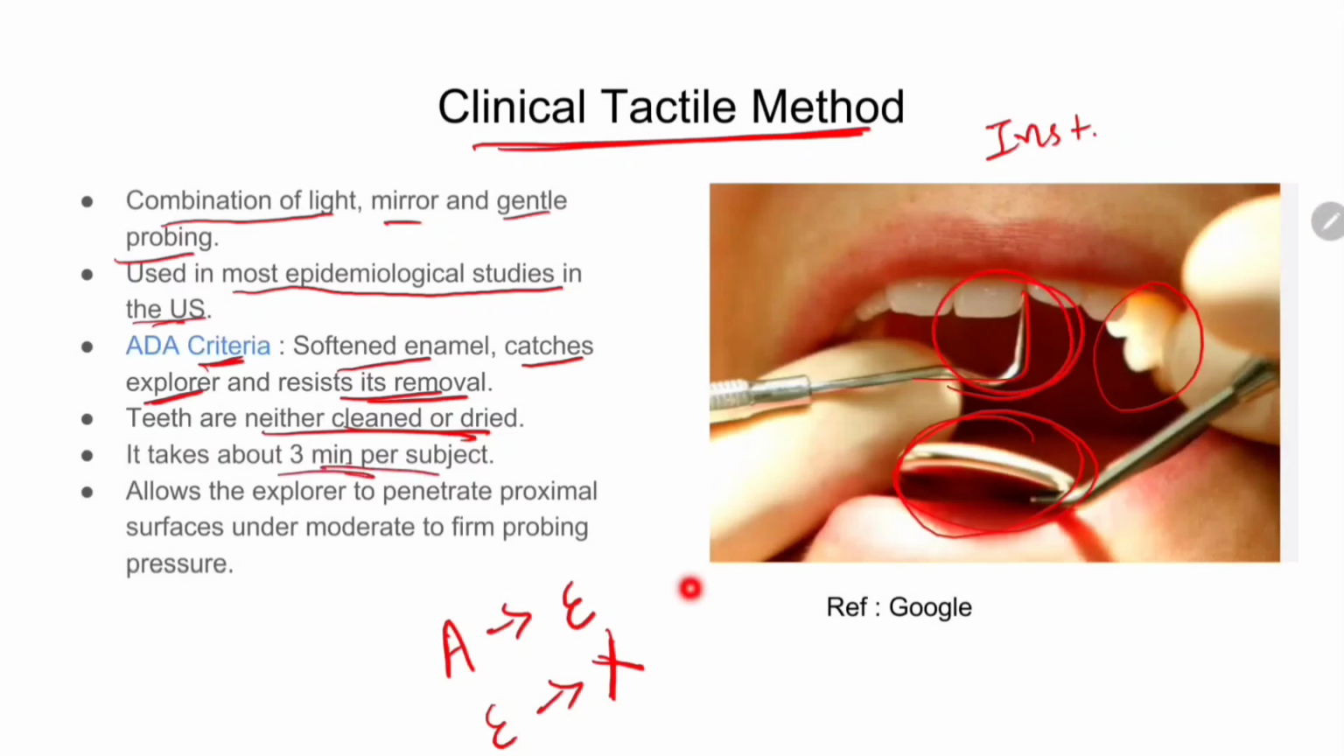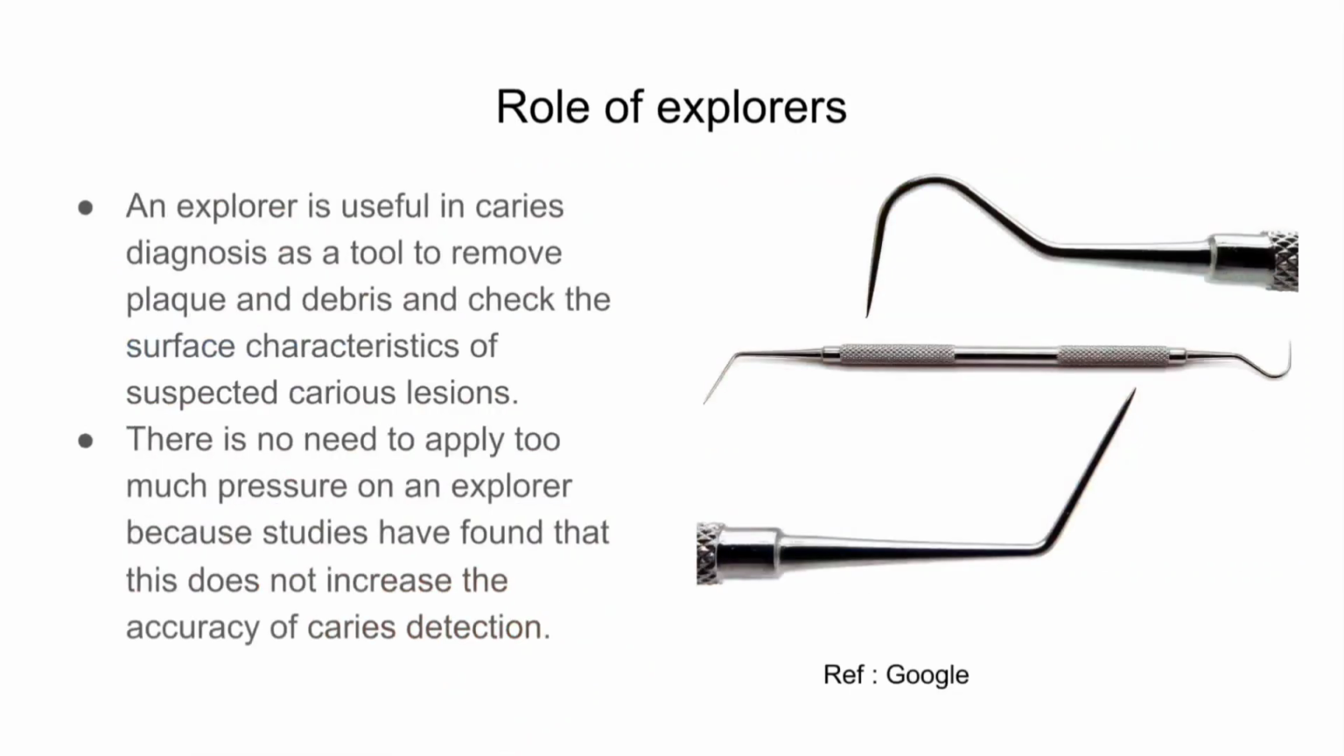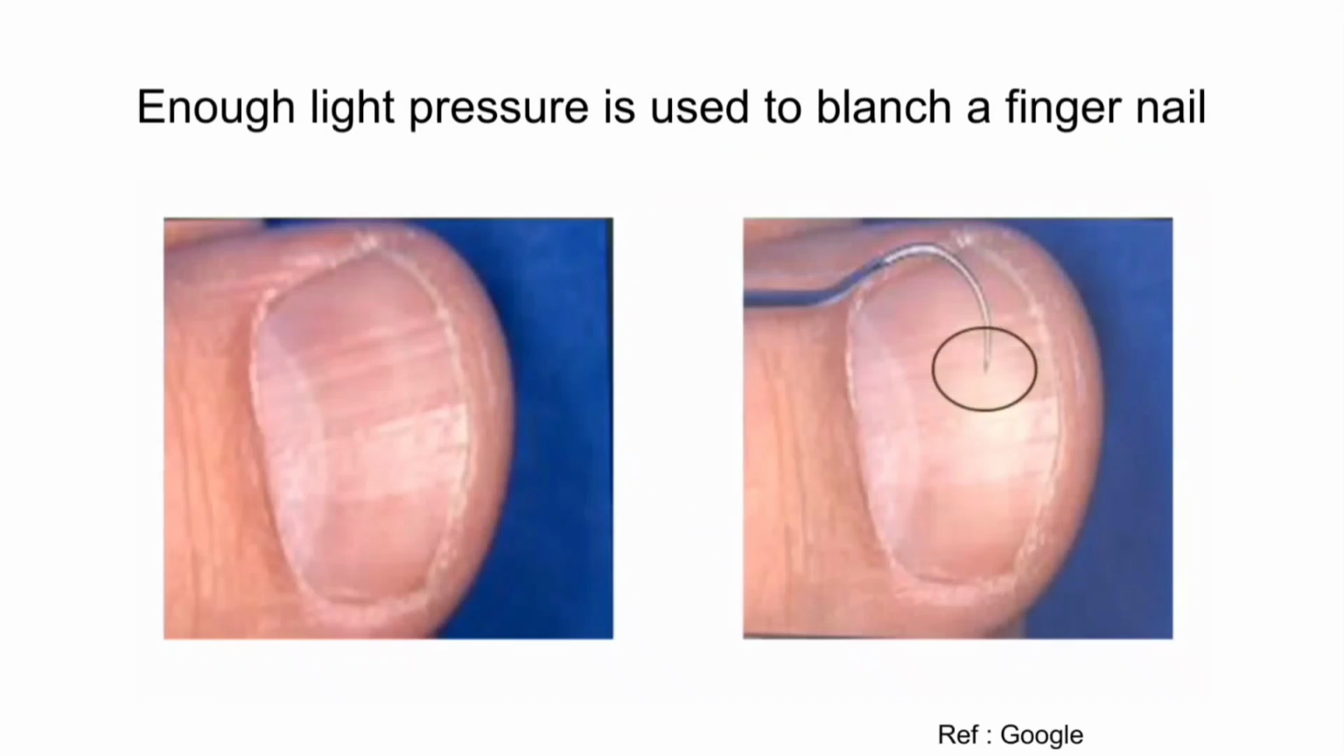It takes about 3 minutes per tooth. It allows the explorer to penetrate proximal surfaces under moderate to firm probing pressure. So we should not apply too much pressure with an explorer. Studies have found that this would not increase the accuracy of caries detection. So we should be gentle enough while using the explorer. We should not apply too much pressure so that we actually tend to form the cavitation.